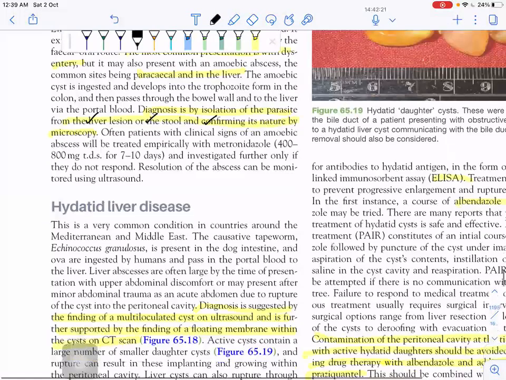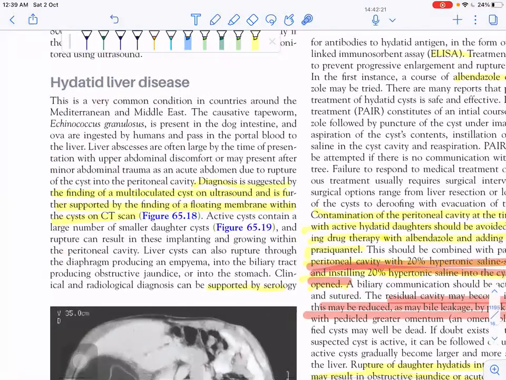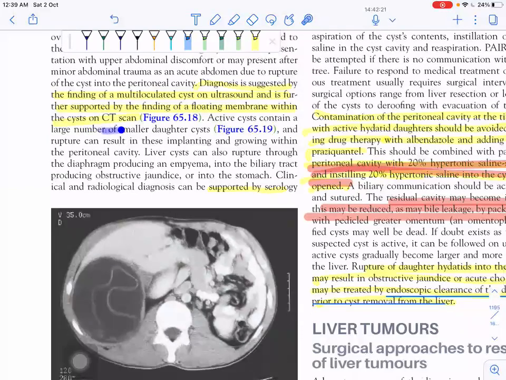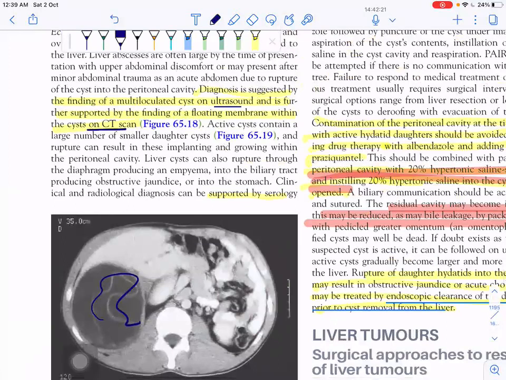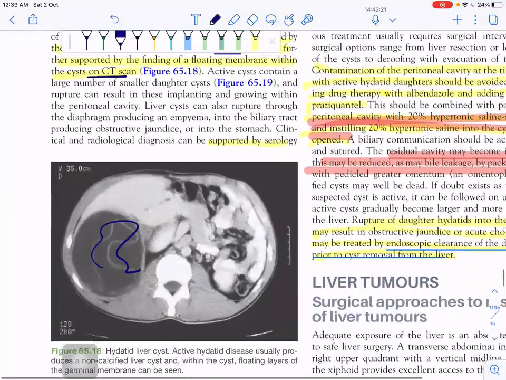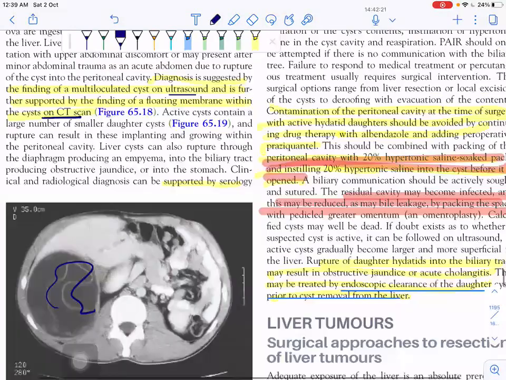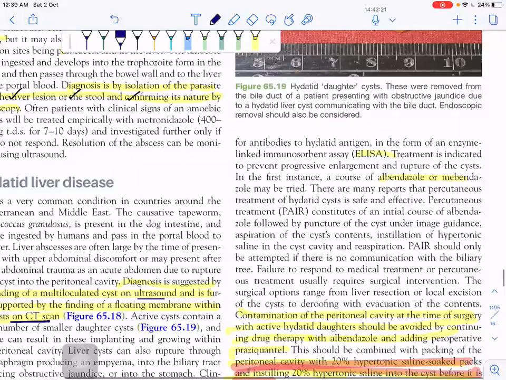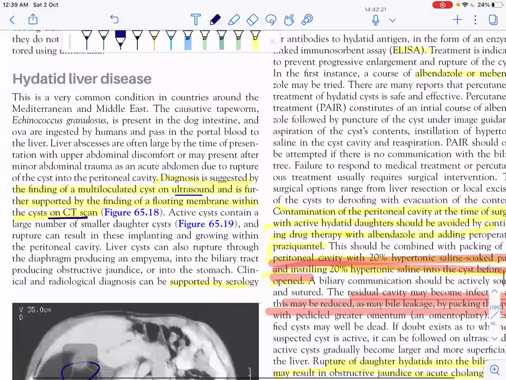Hydatid liver disease. The diagnosis is suggested by the finding of a multiloculated cyst on ultrasound, and is further supported by the finding of a floating membrane within the cyst on CT scan. So first we will do ultrasound, where we will see the multiloculated cyst. Further, it is supported by the floating membrane. It may be seen on ultrasound also, but mainly it will be seen on the CT scan. How do we diagnose by serology? Serology diagnosis for hydatid liver disease is using ELISA.